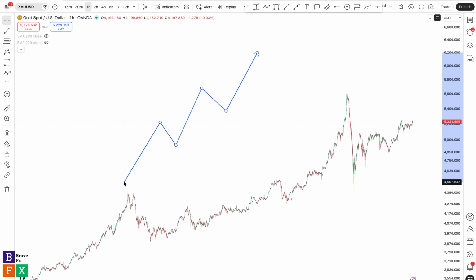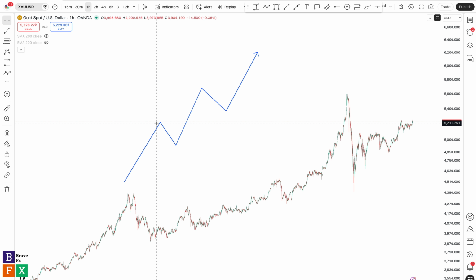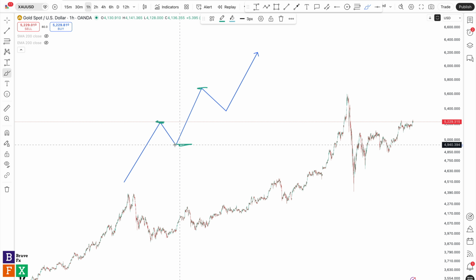Looking at this diagram, you can see we have high points and low points. Over here, we have one high point, which is known as a swing high. We have another swing high, then we have a swing low, and another swing low. When you have a chart creating higher swing highs and higher swing lows, that is known as a bullish market structure.